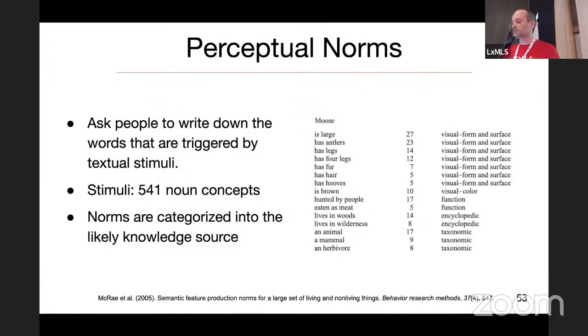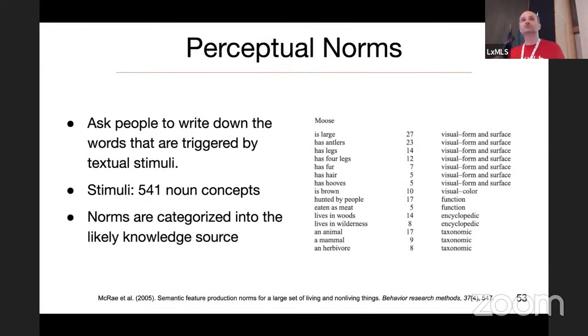So yeah, a moose is large, it has antlers, it has legs. You can view this kind of as a description of some kind of mental image that you have in your mind. And one thing that's also really nice about this type of idea of working with perceptual norms is that you can categorize the source of the knowledge. So if you also have human annotators, you can say, well, the fact that a moose has antlers is to do with its visual form. Or you can say, if there were things like moose is hunted by people, this is kind of a functional aspect of a moose. Or maybe there's some kind of taxonomic relationship, like it's a herbivore.